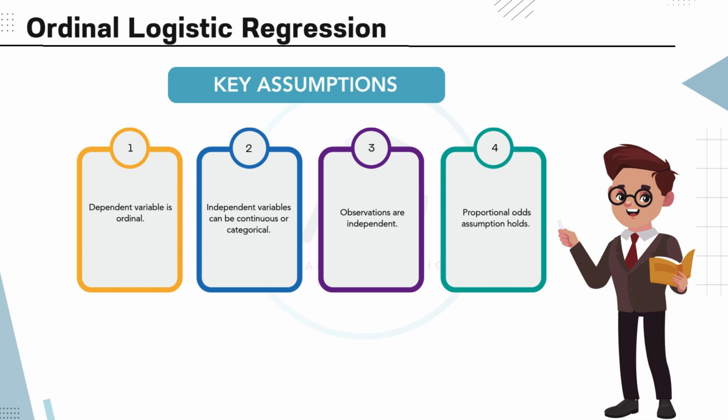Fourth, proportional odds assumption or parallel lines assumption. This is unique to ordinal logistic regression. It assumes that the relationship between the independent variables and the odds of being in higher versus lower response categories is the same across all category thresholds. In simple terms, the effect of each predictor is consistent across the response levels. If this assumption doesn't hold, the model may not be appropriate, or you might need to use a more flexible model like generalized ordered logistic regression. Ensuring these assumptions are satisfied allows us to make valid inferences from our ordinal logistic model.